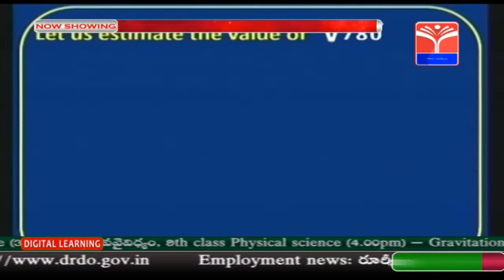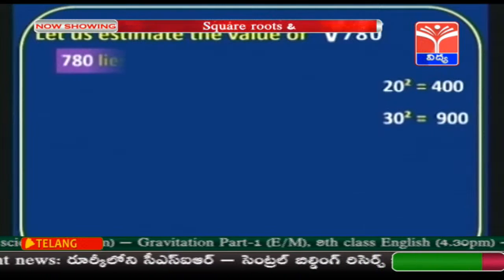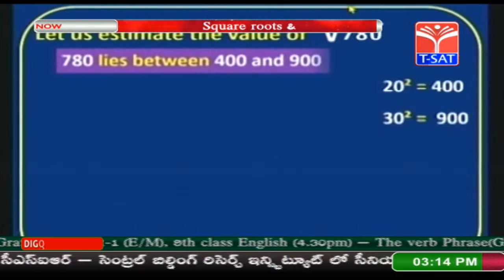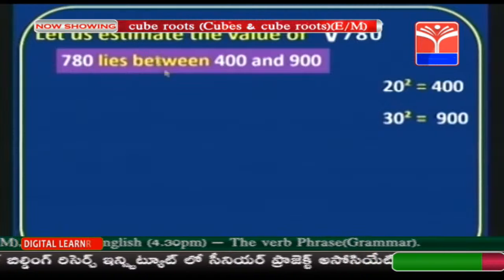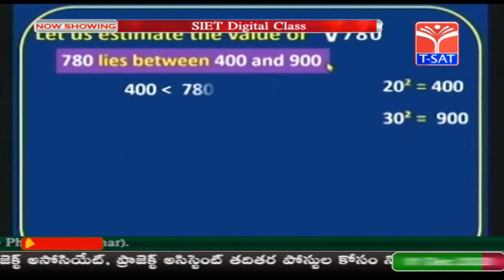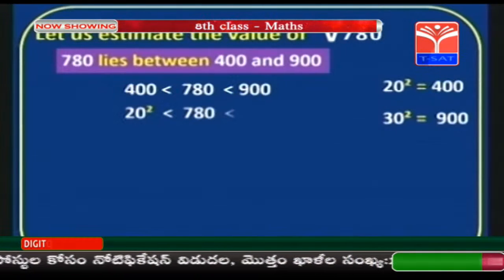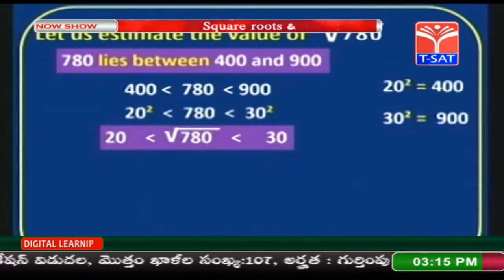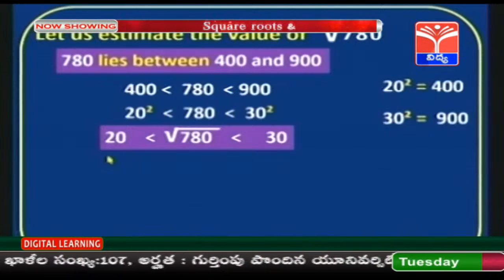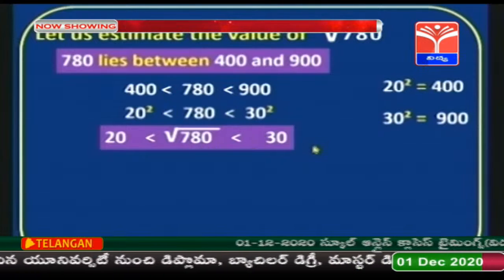Let us estimate the value of root 780. 20 square is 400, 30 square is 900. So this 780 lies between 400 and 900. So I can write 400 less than 780 less than 900. 400 can be taken as 20 square, 900 can be taken as 30 square. So we can say that 20 less than root 780 less than 30.